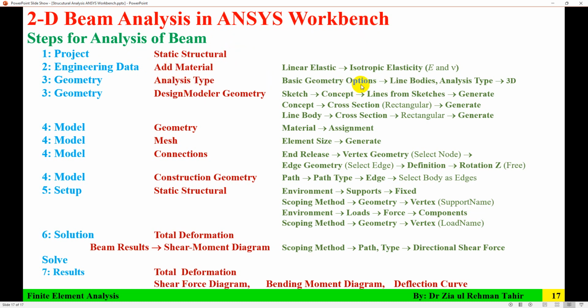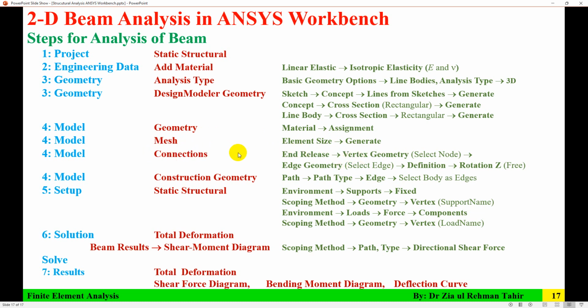Then, because it's a 2D beam, in the basic geometry option we need to go to line bodies, and then select analysis type 3D. Once again, it is a 2D analysis, but if you go for 2D analysis, Workbench will not work with that. Then you need to sketch it in DesignModeler; you have another option, SpaceClaim, as well. Then add the cross section and generate the whole beam. Then in the model, in the geometry, assign the material, and then mesh using any element size. It will generate the mesh.